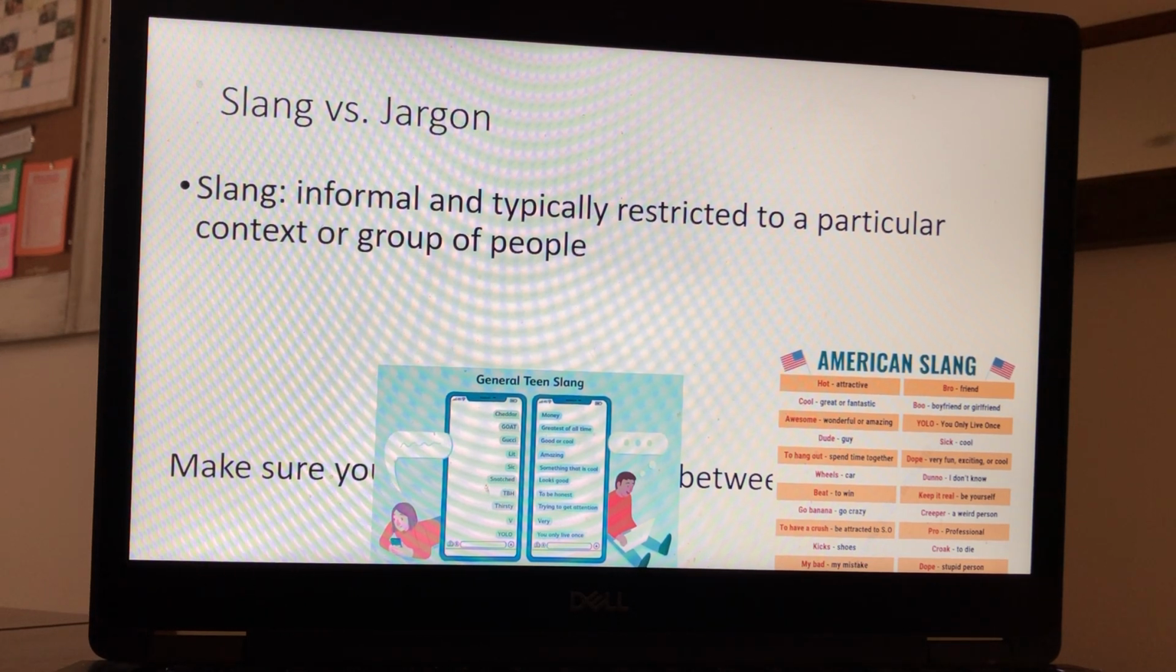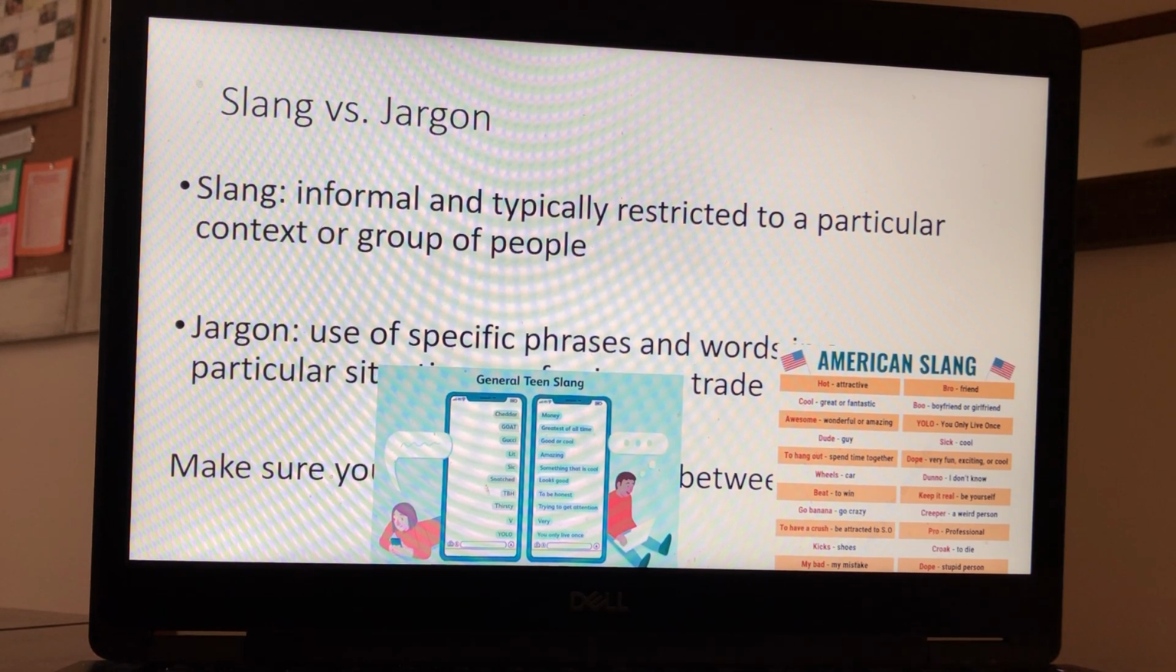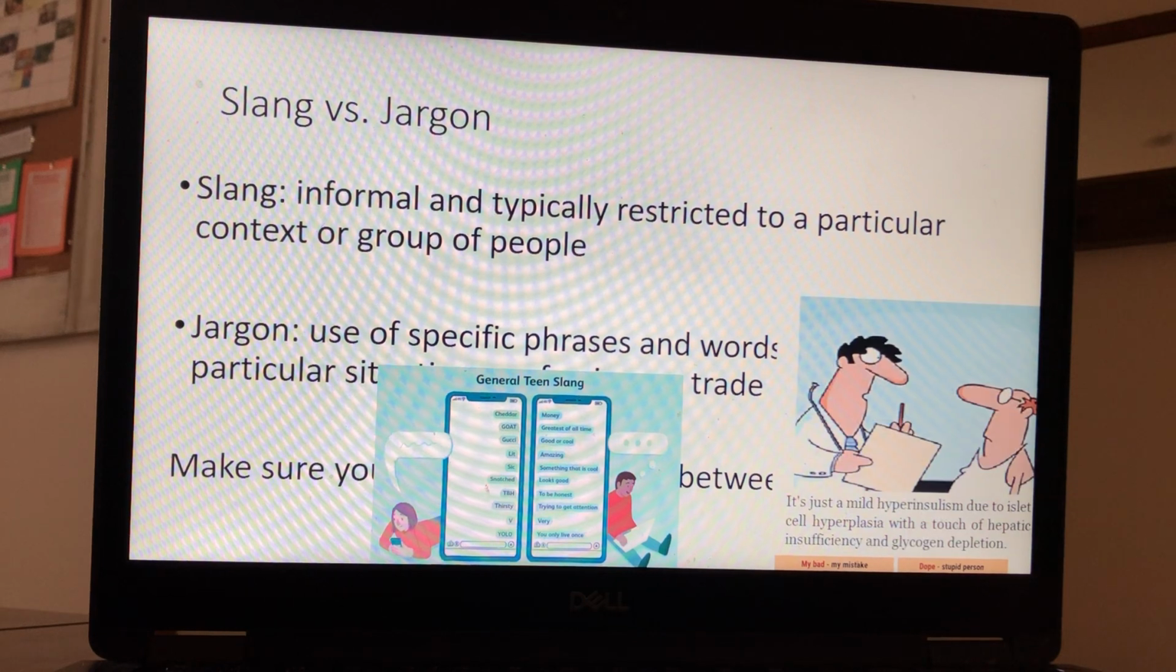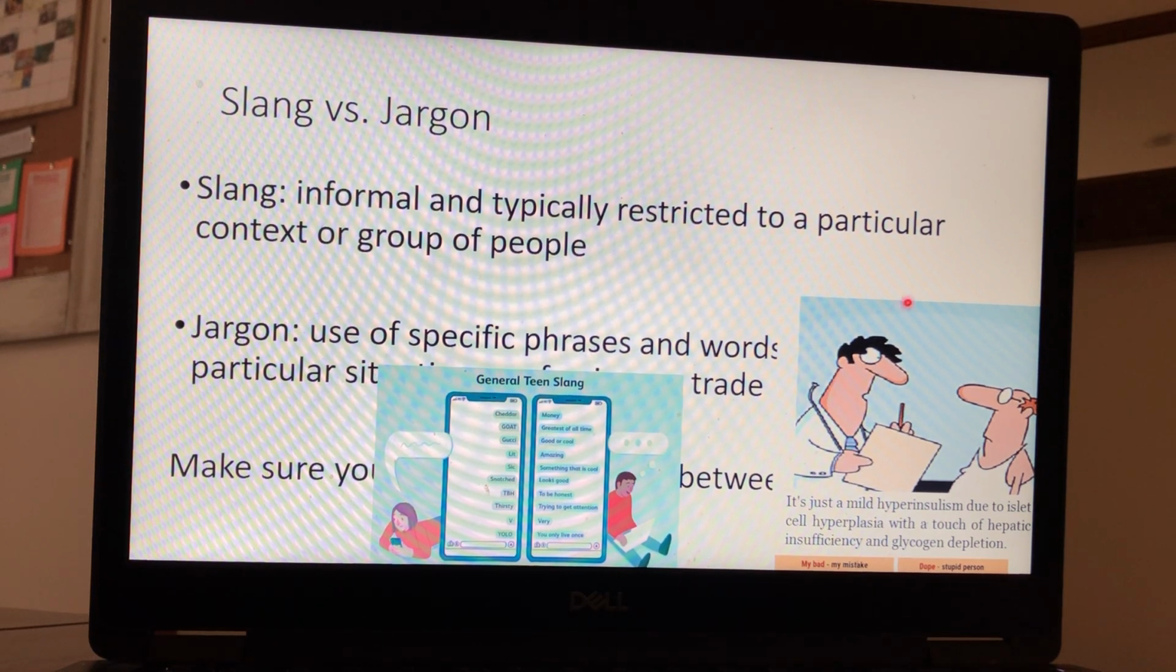Stuff like that, okay? The next example is jargon. This might seem similar, but it's pretty different. It's the use of specific phrases and words in a particular situation, profession, or trade. Usually slang ends up being more informal. Jargon usually ends up being more formal, okay? Depending on the situation or context, this is a doctor talking to a patient, and he's using all of this jargon, all of this very educated language, and so he obviously knows what he's talking about. That's an example.